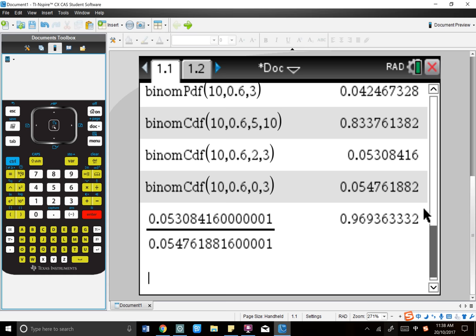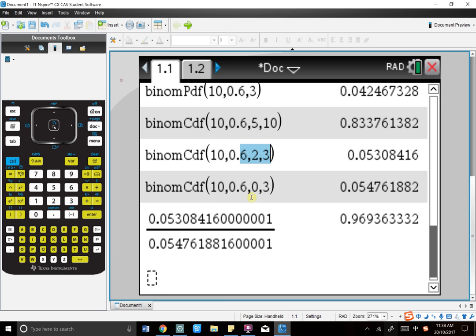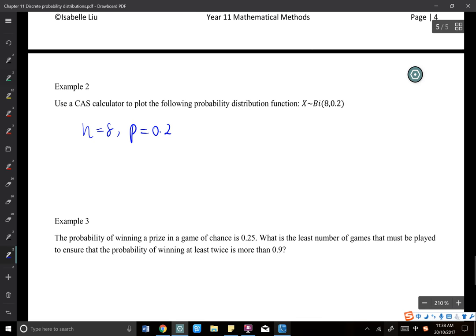CDF for both. Because it's 2 to 3 and then the bottom is 0 to 3. Okay, tell me what x can be. In this question, if n is 8 and p is 0.2, what's the possible number of successes you can have?